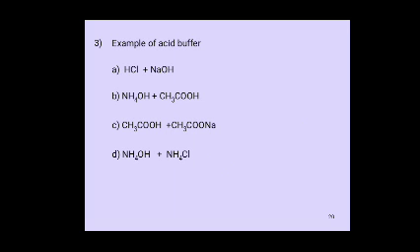An example of an acidic buffer solution is CH3COOH and CH3COONa. Answer C. CH3COOH, a weak acid, is partially dissociated to form CH3COO- plus H+. CH3COONa is completely dissociated to form CH3COO- plus Na+. So the answer is C, acidic buffer.